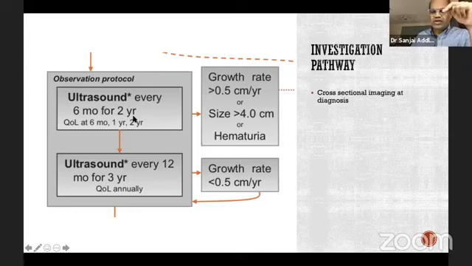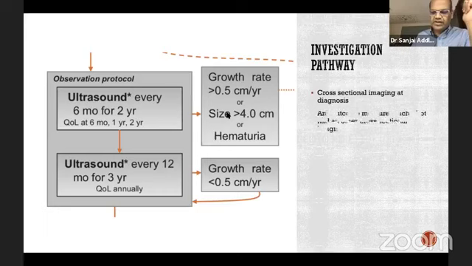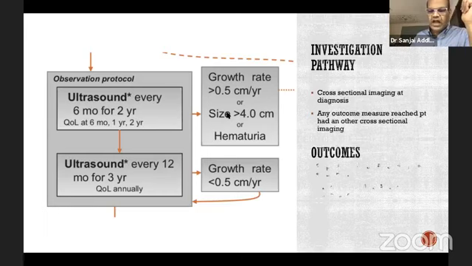So the 2 questions are answered in this. What is the follow-up? Follow-up is based on ultrasound scan every 6 months for the first 2 years, yearly after that. Rate of growth more than 0.5 centimeters, you intervene. Size more than 4 centimeters, you intervene. Or hematuria, you intervene. Okay. What were the outcomes?